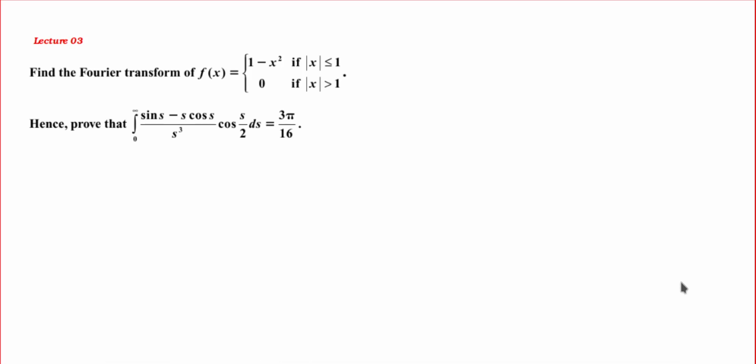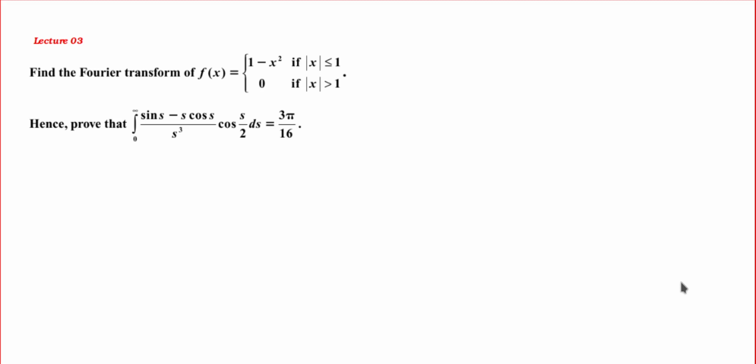Hi everyone, good morning. So in this video, we will solve one problem on Fourier transform, and using the Fourier transformation, see how we can find the integration of some function. That's what we are going to do today.